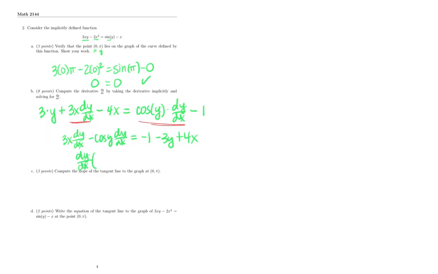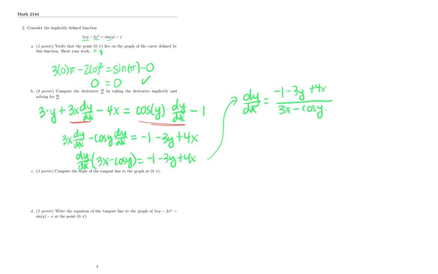I can factor it out of the stuff on the left-hand side: 3x minus cosine y equals -1 minus 3y plus 4x. And then I can finish up by dividing over the stuff that's multiplied by dy/dx. So I get dy/dx equals (-1 minus 3y plus 4x) over (3x minus cosine y). So that is my derivative.